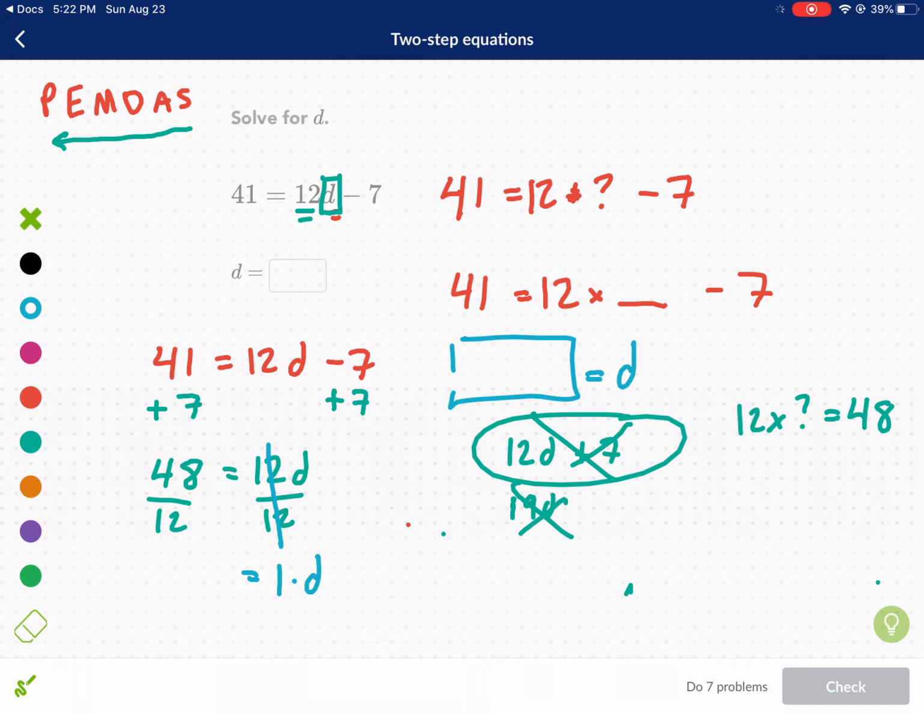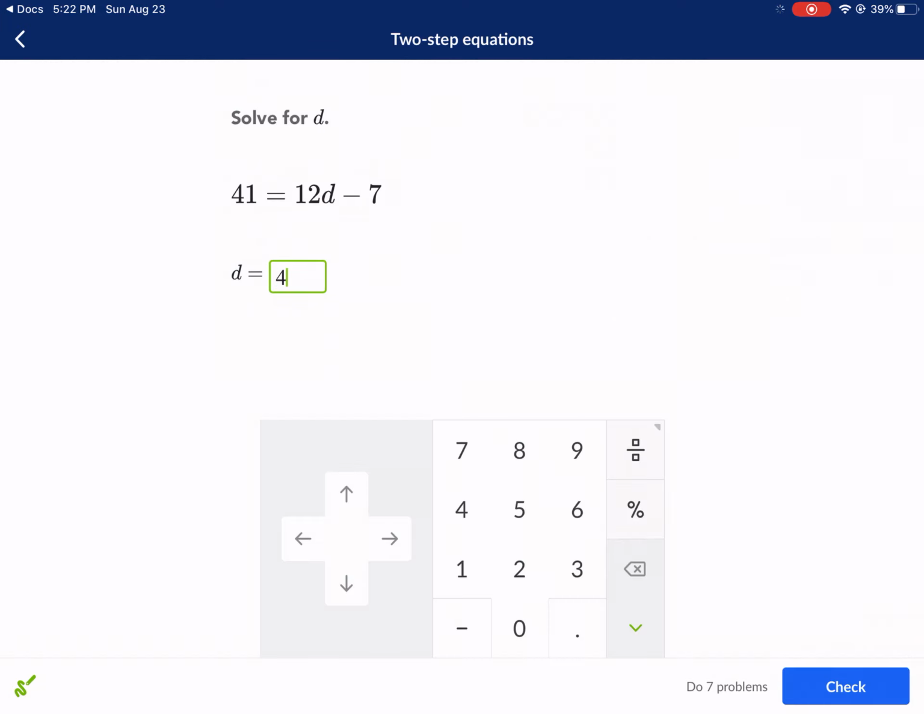So we get 1 times D equals 4. Now, 1 times D is just D. Anything times 1 is just going to be itself. So we get our answer of 4 for D. We're going to type that in there. 4. Check it.